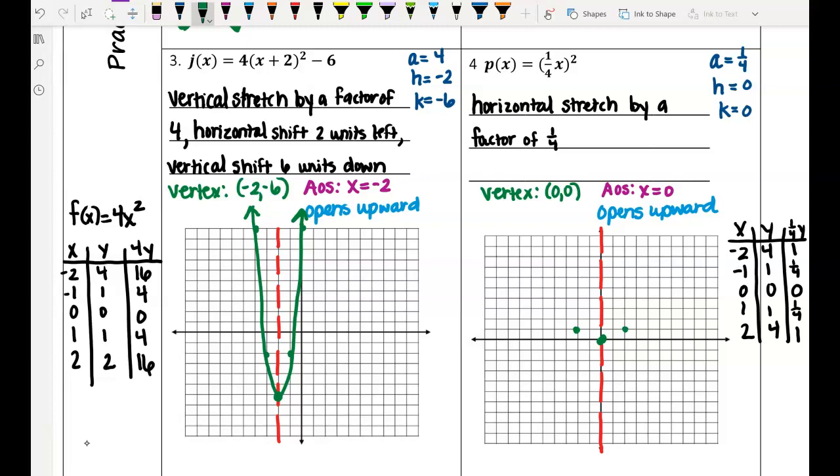I'm not going to try to graph the 1/4, but I am going to add another x value. I'm going to add 4. Originally, 4 squared would be 16. 16 divided by 4 would be 4. So at 4, I'm up here at 4, just to help give me a little bit more shape. So you can see that 1/4, how it's making my graph wider.